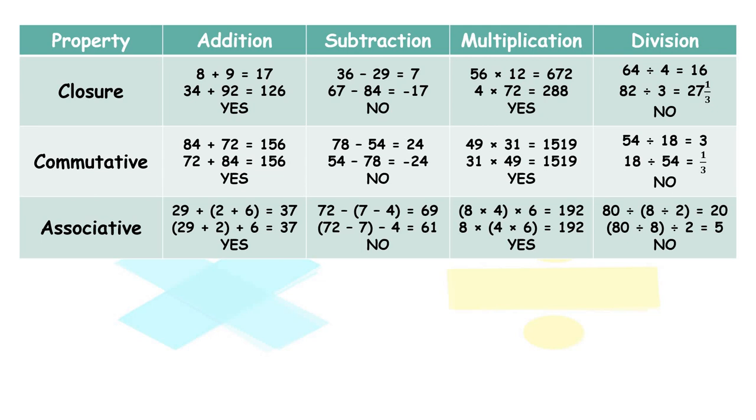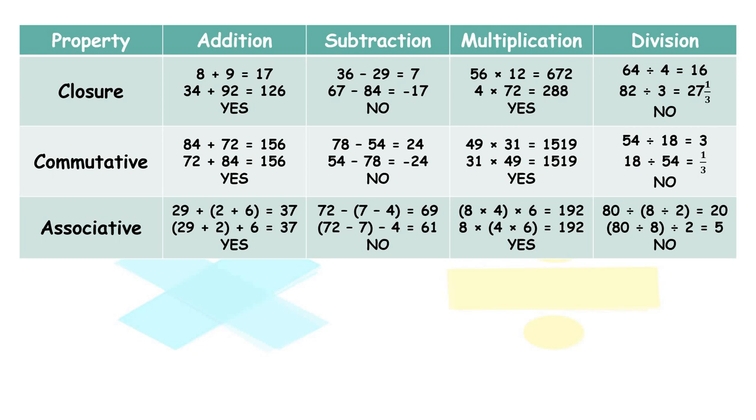Whether we add the whole numbers, subtract the whole numbers, multiply the whole numbers, or divide the whole numbers. So I have taken two examples each. You see that in addition I have taken two examples, and in both the cases when I am adding two numbers I am getting a whole number only. So whole numbers are closed under addition. That means we will always get a whole number when we add two or more whole numbers.